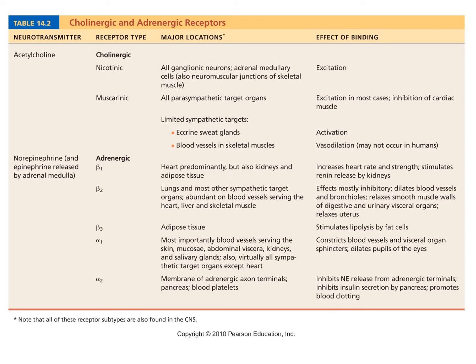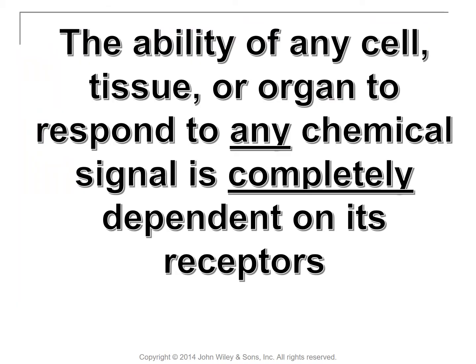So now the next thing that I want to say on the next slide is one of the most important things that I can tell you in either AMP1 or in AMP2. And it's this: the ability of any cell, tissue, or organ to respond to any chemical signal is completely dependent on its receptors. And so I know about this from personal experience.